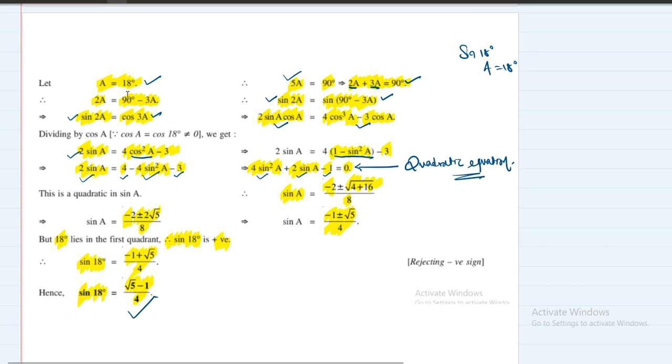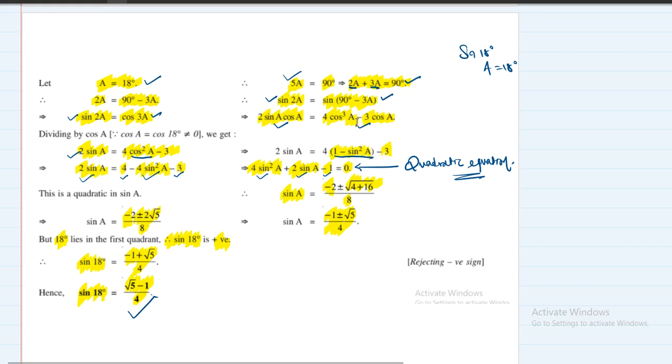Now we take sine of both the sides. So sine 2A is equal to sine of 90 minus 3A. Sine 90 minus theta is cos theta. So sine 90 minus 3A will be cos 3A. So sine 2A will be equal to cos 3A. Now sine 2A is nothing but 2 sine A cos A, the sine 2 theta identity. And cos 3A is equal to 4 cos cube A minus 3 cos A. That's the identity of cos 3A.